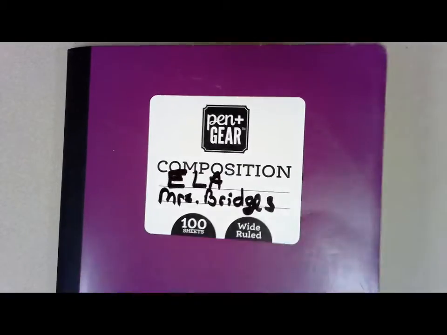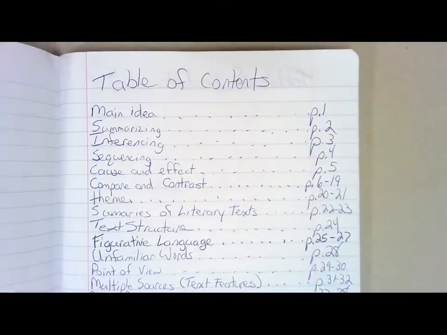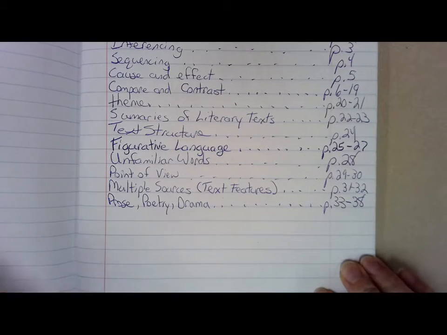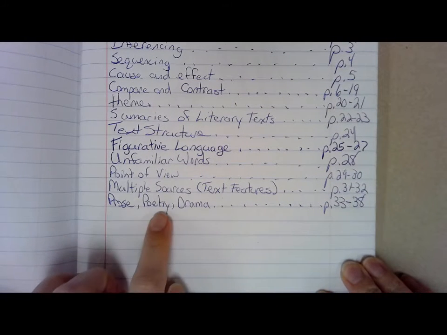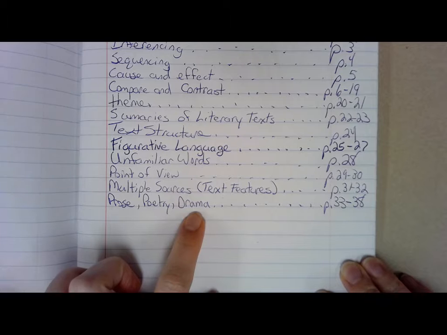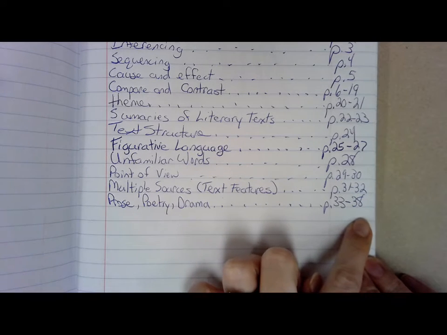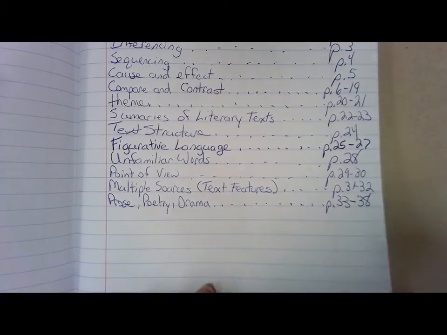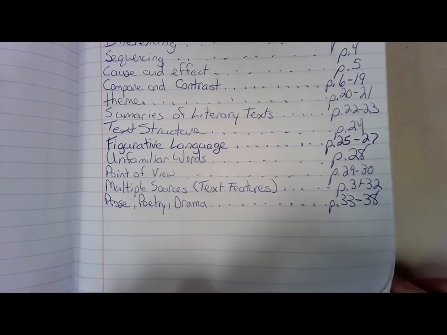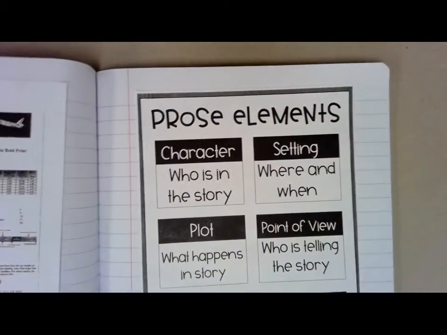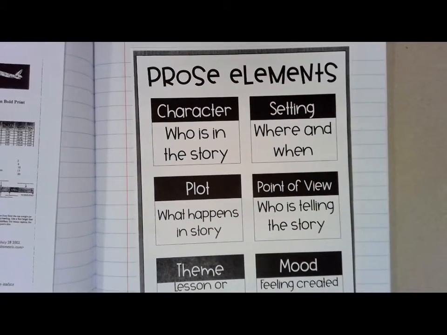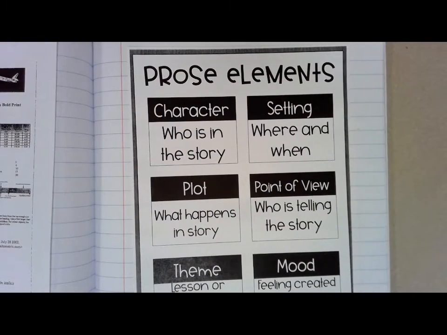In your ELA notebook today, you're going to turn to the table of contents. You're going to write prose, poetry, drama, page 33 through 38. Then you're going to turn to page 33, and you will glue this first page down and make sure that you write page 33 on there.